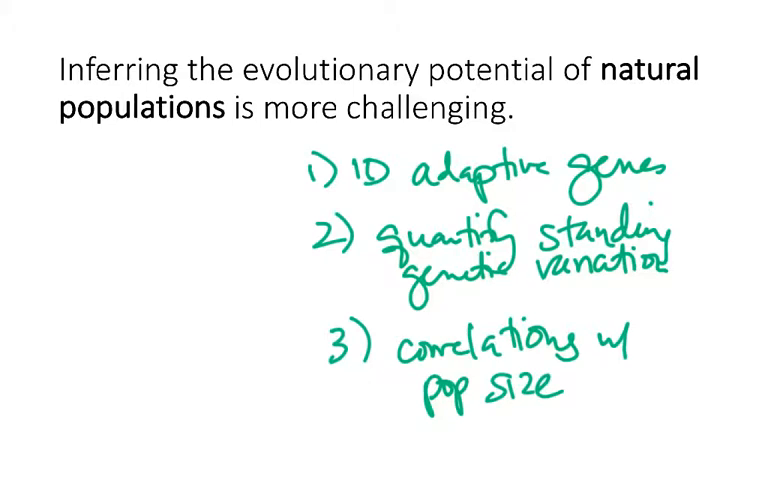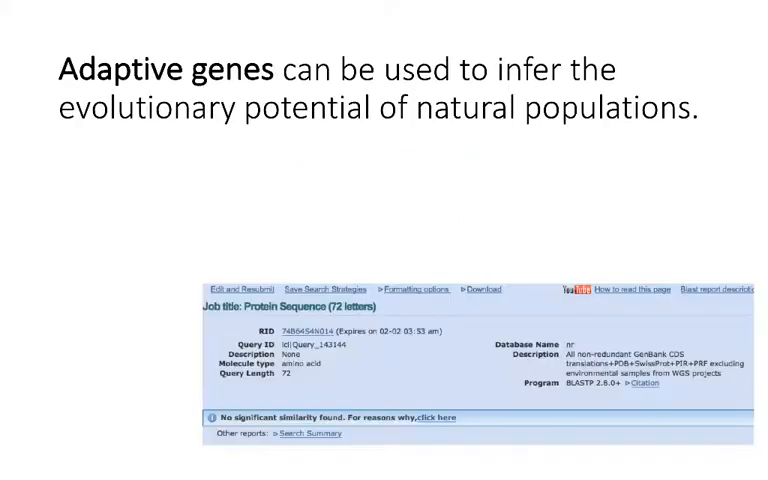So those are the three ways you can identify evolutionary potential in natural populations using genetic data, and we'll talk about each of those in the rest of the video. So let's start with adaptive genes. Adaptive genes can be used to identify or infer the evolutionary potential of a natural population.